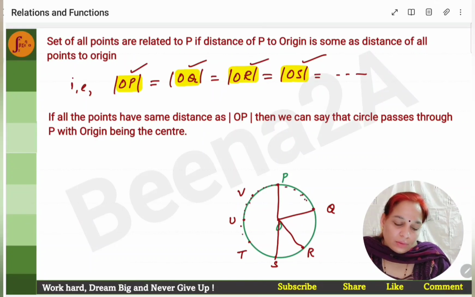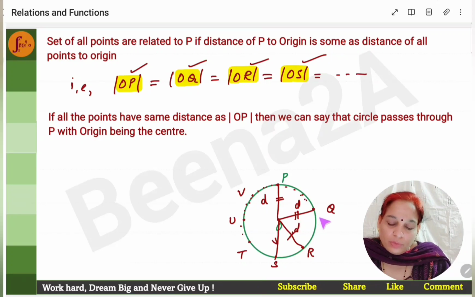or from the origin. So we can say, since all the points have the same distance as OP, let's call the distance OP as D. So if you have a set of points where the distance from those points to origin is D, then we can say that the circle passes through point P with center as origin.